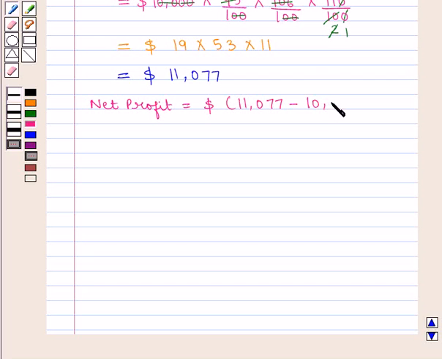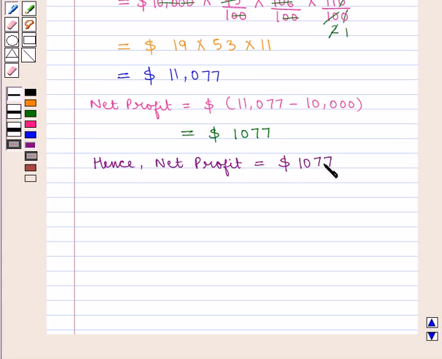So the net profit will be $11,077 minus $10,000, which is equal to $1,077. Hence, the net profit is equal to $1,077, which is our final answer.